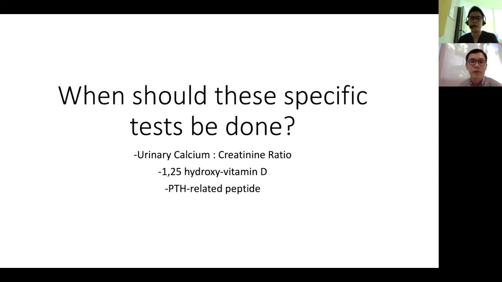Okay, so even if you establish the patient may have granulomatous disease, but you're not fully sure whether it is necessarily driven by the 125D.